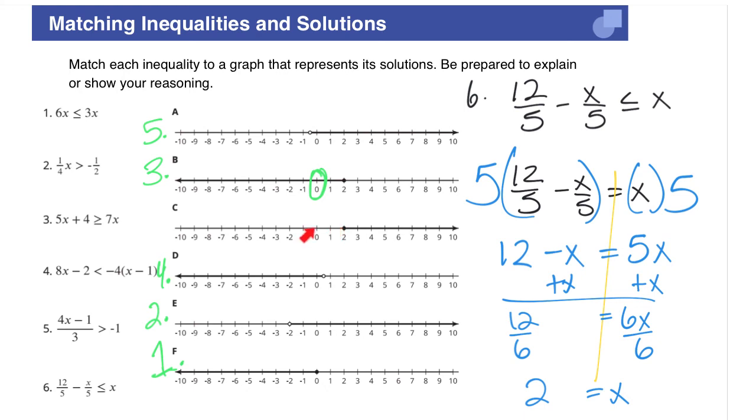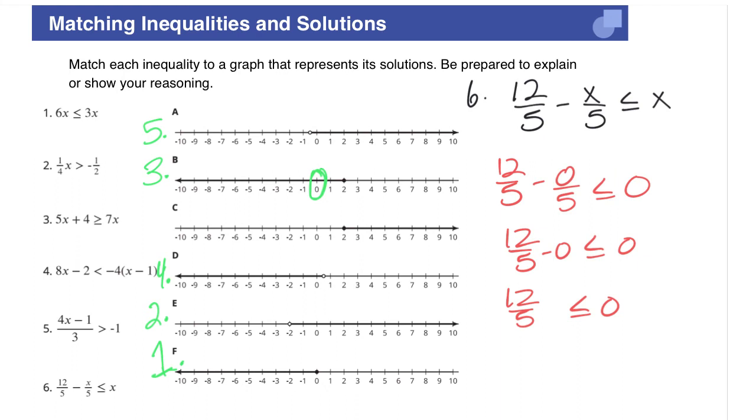Let's pick something, though, and test stuff out. So you could pick 0 because that's easy. So plug in 0 and see if it makes it true or not. Now, 0 is not in the solutions here, so we're actually hoping that it does not make our inequality true. When I plugged in 0, I ended up getting 12/5 is less than or equal to 0. That is not true because that's a positive number. So that's actually a good thing because 0 is not in our solutions here in C, which means that the arrow should be going to the right with the solution. So that does verify that 6 matches with C.